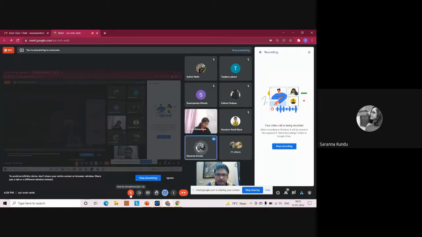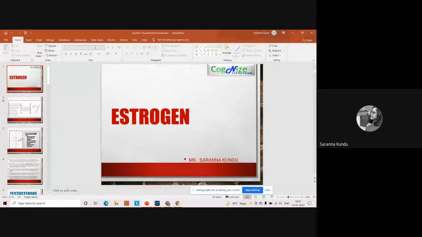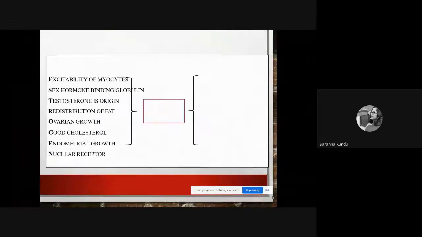Good evening to all. I am Saranna Kundu from Shamnagar. I have completed my master degree. Today, I want to discuss the association of liver disease with estrogen. Here, I want to represent the estrogen according to its function. Let's see what it is.